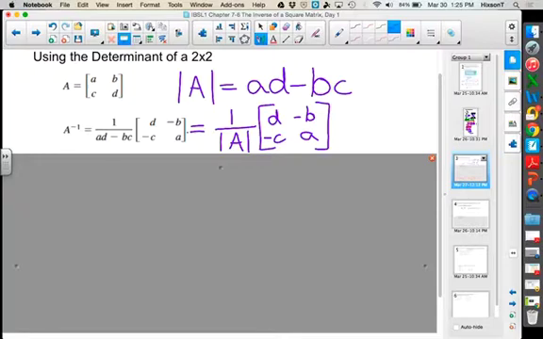Except B and C didn't change position, right? You reflect it over the line x equals y. Okay. Basically, we're just switching A and D, and we're making B and C negative, right? You switch A and D, and you make B and C negative.